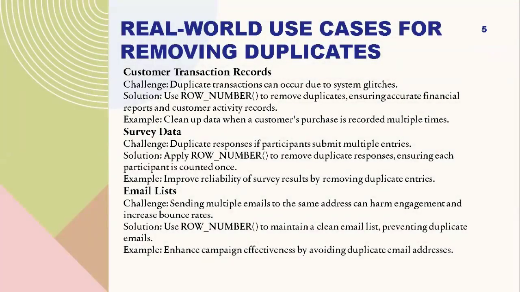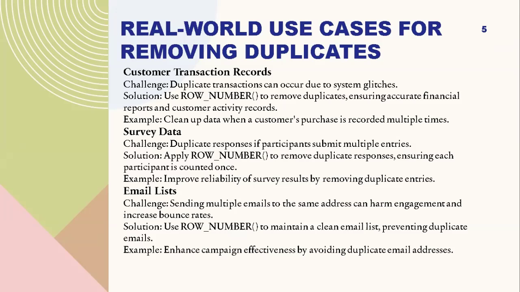The first scenario is the customer transaction records. In a sales database, removing duplicate transactions ensures accurate financial reports and customer activity records. For example, if a customer's purchase is recorded twice due to a system glitch, this method helps clean up the data and ensures an accurate sales report. Now the survey data. When analyzing survey responses, duplicates can occur if the respondent submits multiple entries. This technique helps remove duplicate responses, ensuring each participant is counted only once, leading to more reliable survey results.